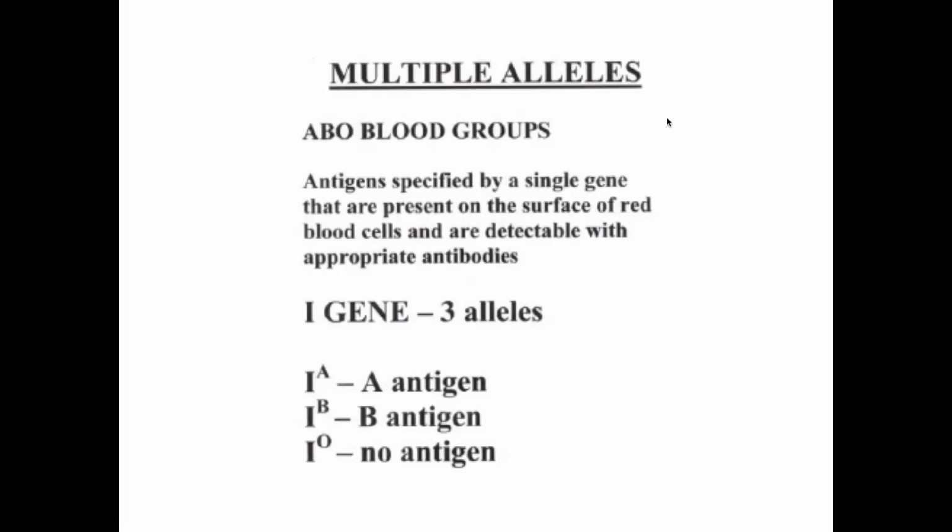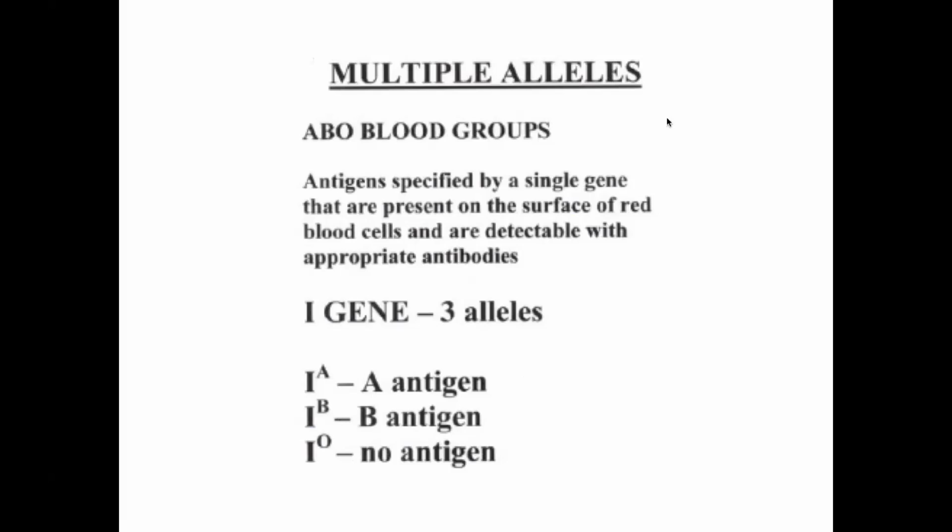You have the I superscript B, which produces the B antigen, which would produce a B phenotype. And then you have the O, I superscript O allele, sometimes designated with a lowercase i, in which you produce no antigen and therefore in a homozygous condition produces the O blood type. So three different alleles at the same gene.